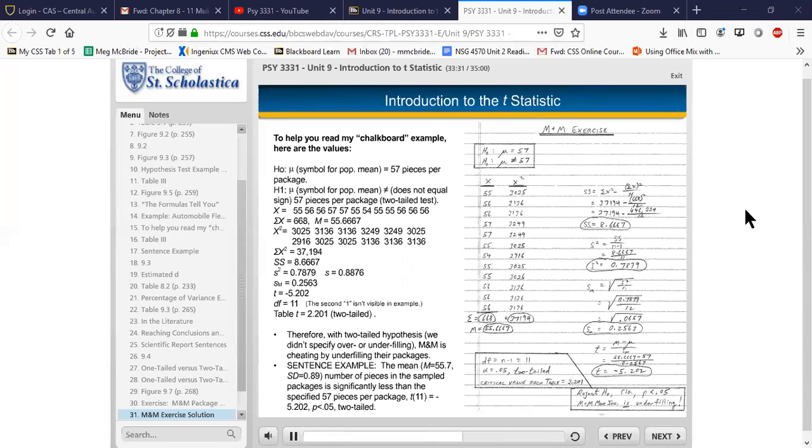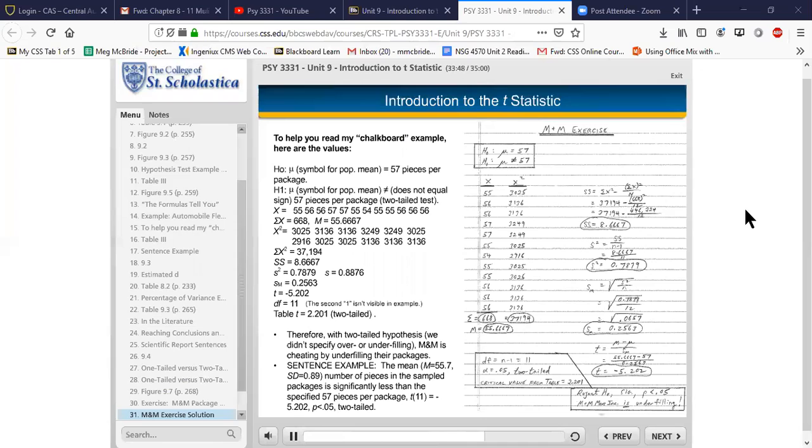Comparing the calculated t of negative 5.202 to the critical table value of 2.201, we see that we do beat the table, therefore having a statistically significant difference, which means that the M&M Mars company is underfilling their packages.